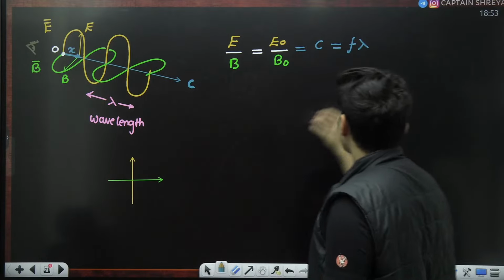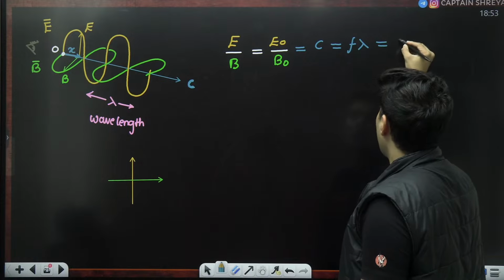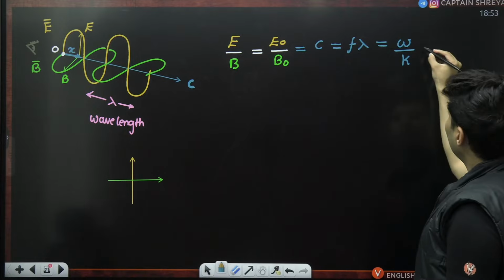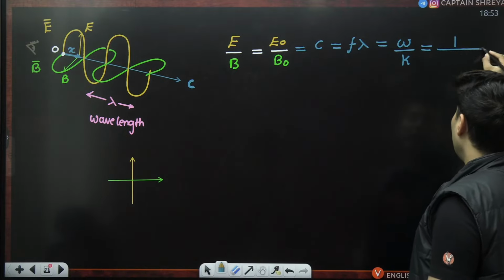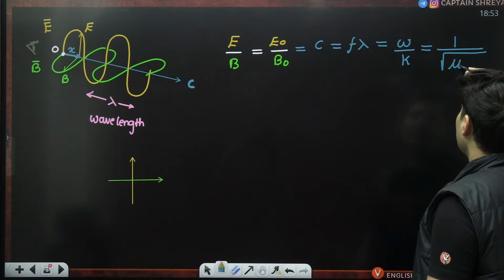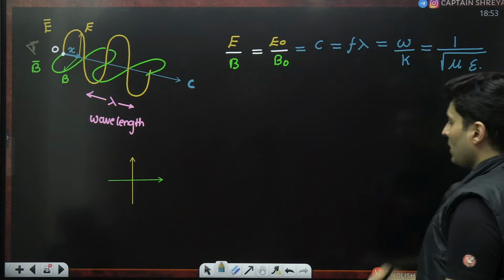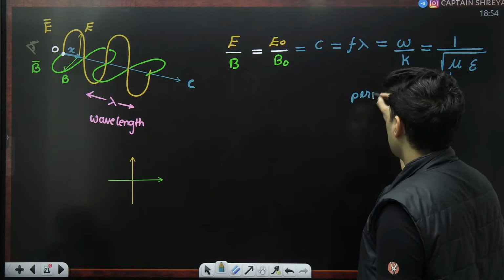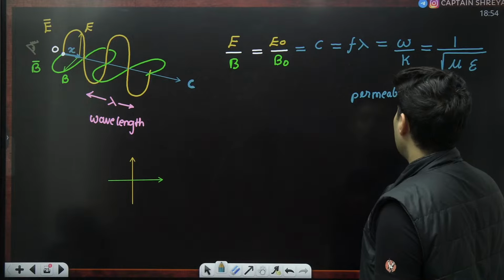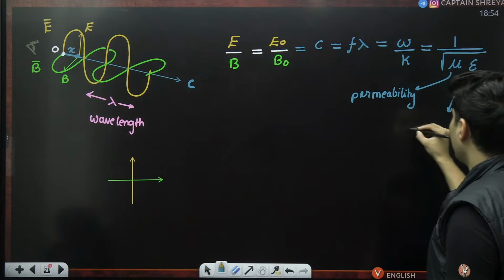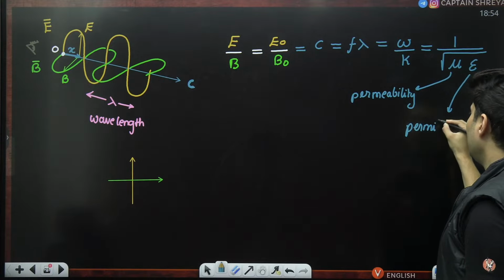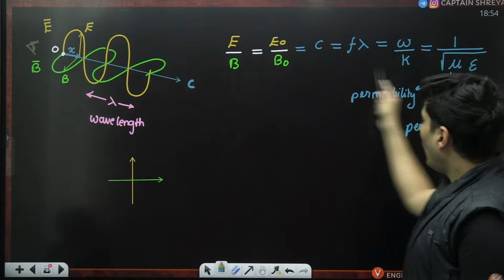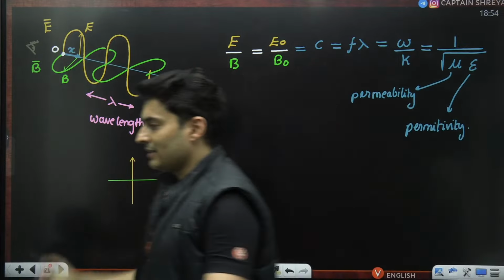frequency into wavelength, which is also omega by k, angular frequency by angular wave number, which is also 1 by root of permeability and permittivity. So what is mu over here? This is permeability, not refractive index, permeability, and this one over here is basically permittivity. Yes, permeability into permittivity. All these things will give me the same answer.